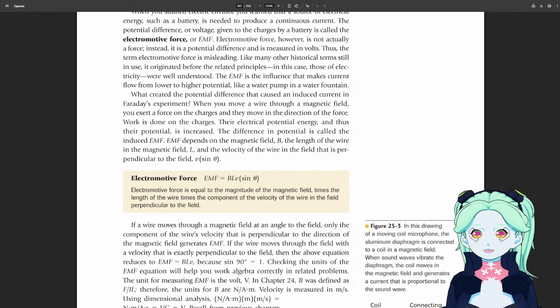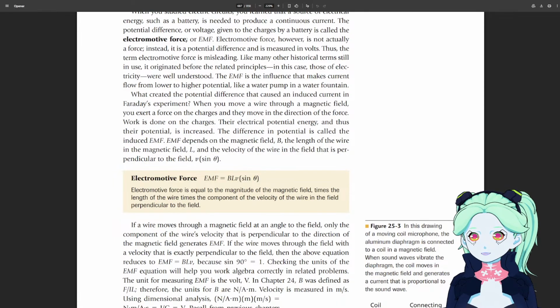Oh my god! Spoilers! I knew it. Electromotive force, however, is not actually a force. So the electromotive force is a potential difference, and it's measured in volts. Okay. Why do you call it a force? Because it starts the charge movement? Is that what is happening? Anyways, electromotive force, however, is not actually a force. Instead, it is a potential difference and is measured in volts. Thus, the term electromotive force is misleading.